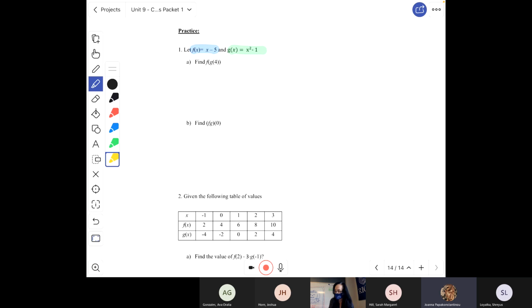Now, what if I ask you to find f of g of 4? Well, you sure could take the composition f of g and then substitute in 4 for x. But is there a faster, easier way to do this?